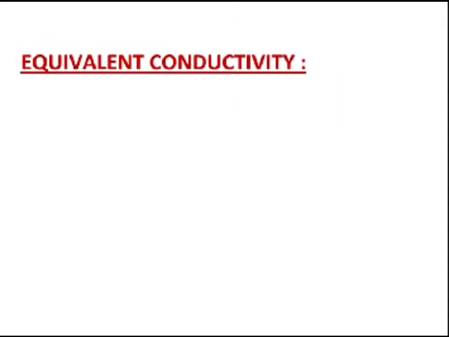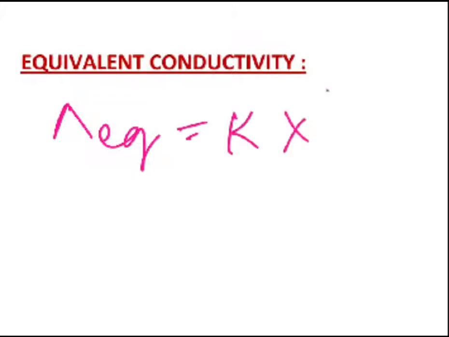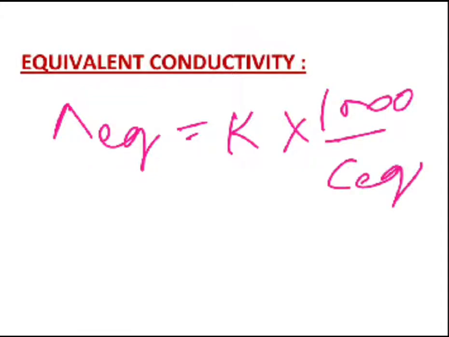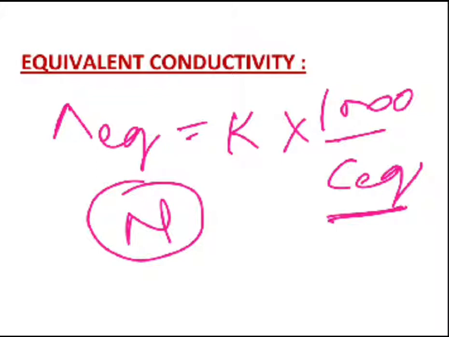Okay. Further, for measurement of equivalent conductivity, we know equivalent conductivity, lambda equivalent, is equal to K into 1000 divided by C equivalent, right? What is K here? K is the specific conductivity, which you have already known how to find it out experimentally. Further, what is C equivalent? It is the concentration of solution in gram equivalents per liter. When I say in gram equivalents per liter, that means it is basically the normality of the solution. Okay. Thus, knowing the normality of the solution and the specific conductivity related to that solution, you are in a position to calculate the value for equivalent conductivity.